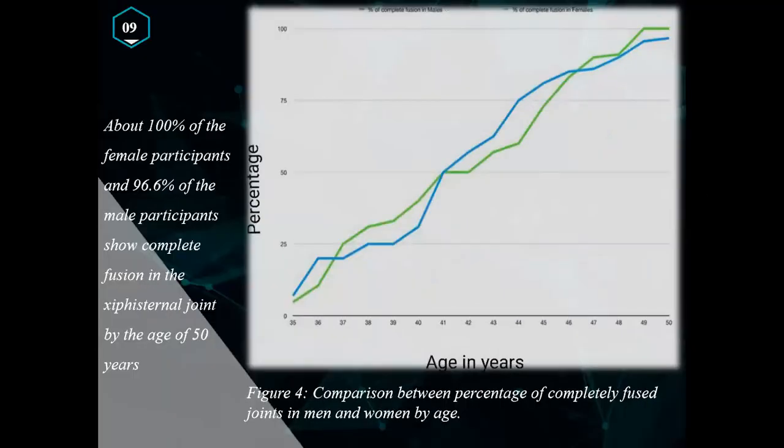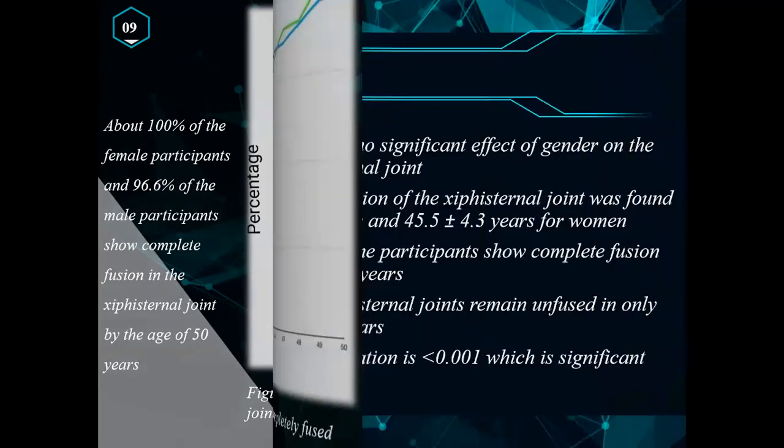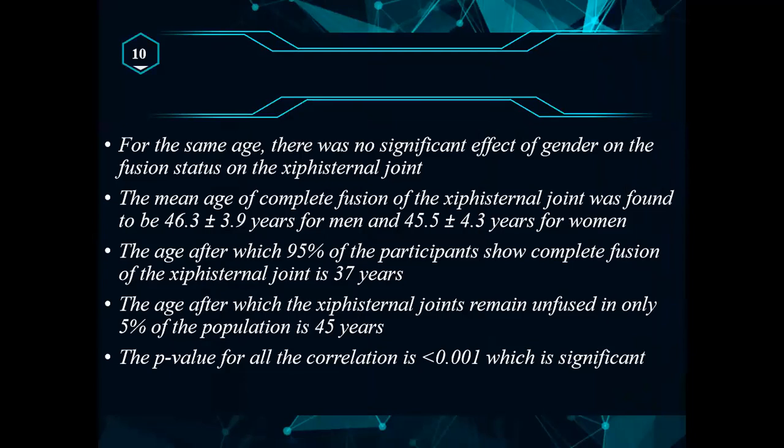Figure 4 is a chart showing comparison between percentage of completely fused joint in men and women by their age. About 100% of the female participants and 96.6% of the male participants showed complete fusion of the Xiphisternal joint by the age of 50. For the same age, there was no significant effect of gender on the fusion status of the joint.